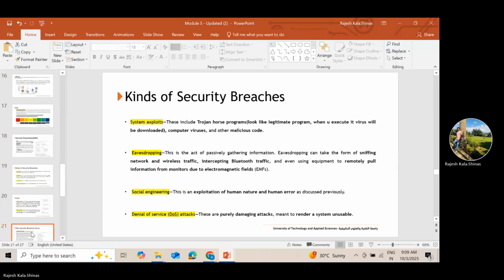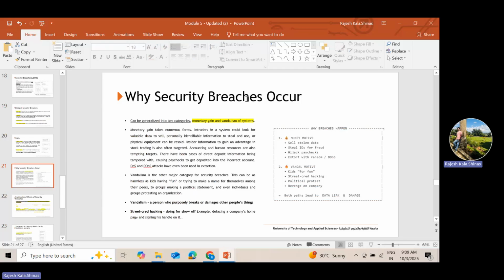Okay, then why do security breaches occur? Why do they perform the security breaches? Two things are there. They have monetary gain, and the second one is vandalism. Monetary gain means you will get money in return. For example, you steal some data from a particular company.